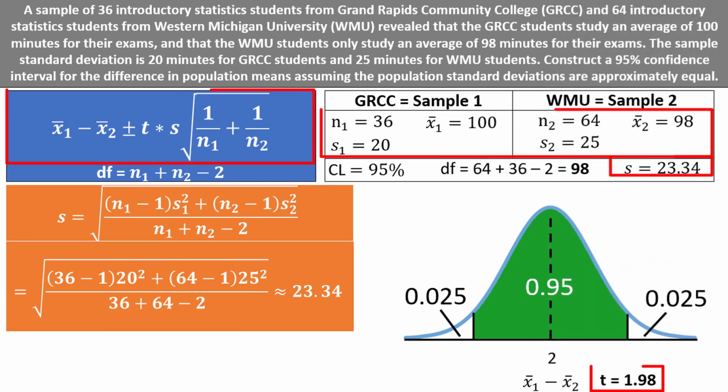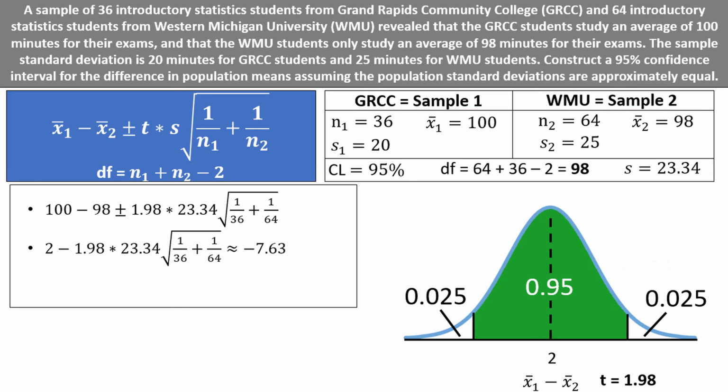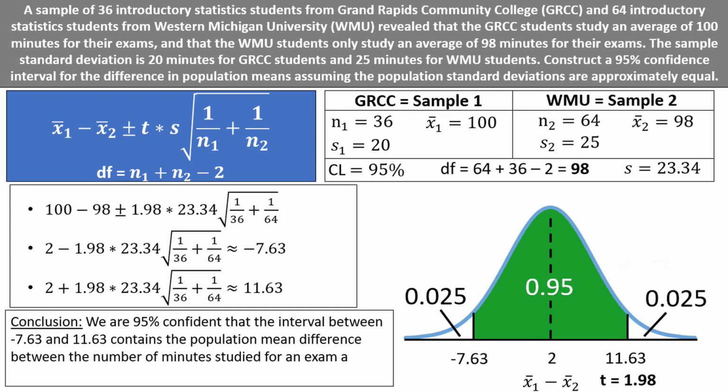Now plugging into the confidence interval, we have 100 minus 98 plus or minus 1.98 times 23.34 times the square root of 1 over 36 plus 1 over 64, which simplifies to negative 7.63 and 11.63. These are the lower and upper bounds on the graph. Our conclusion is that we are 95% confident that the interval between negative 7.63 and 11.63 contains the population mean difference between the number of minutes studied for an exam at GRCC and at WMU by introductory statistics students. Again, we can't say anything about whether or not GRCC or WMU students study more, as the interval contains both a negative and a positive value.